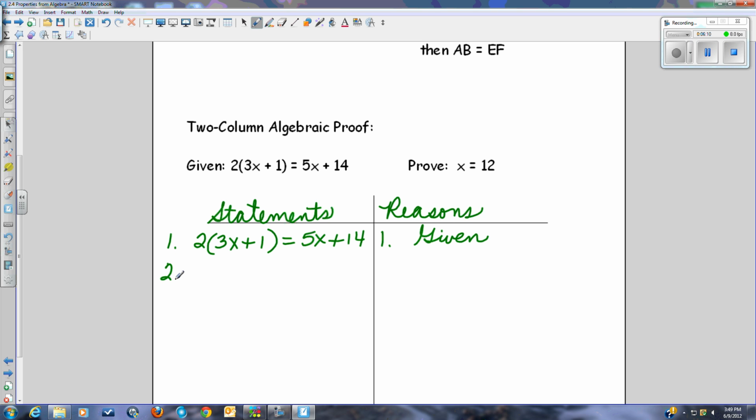The second step. What we need to do is get rid of those parentheses. So we're going to use the distributive property, and we're going to say 2 times 3x is 6x, 2 times 1 is 2. And that gives us what's on the other side, 5x plus 14. The reason we could come up with this next step is we used the distributive property.